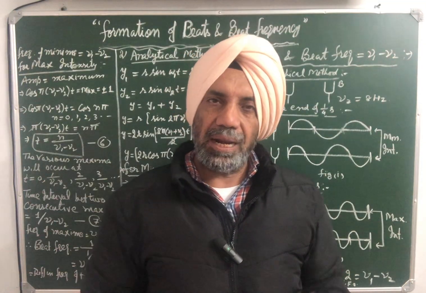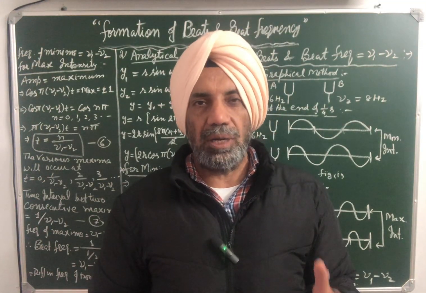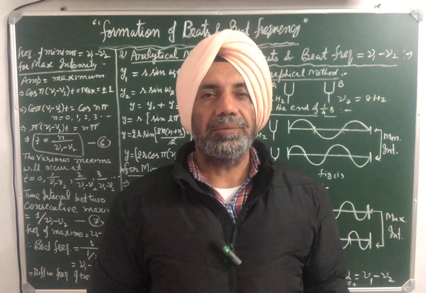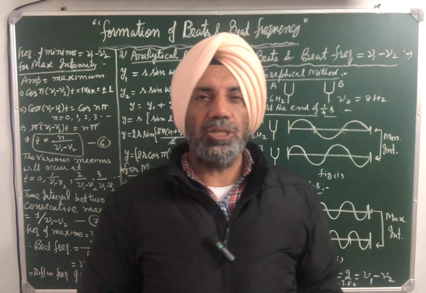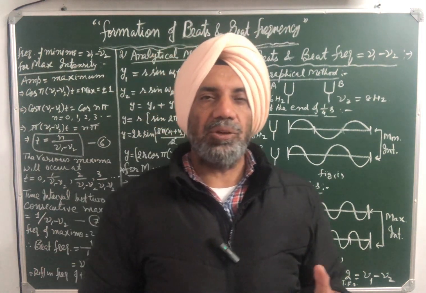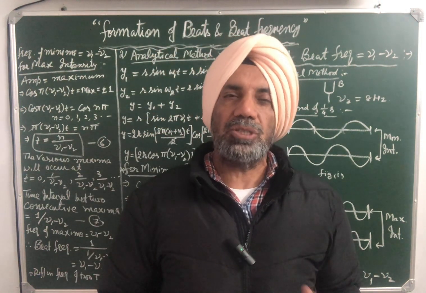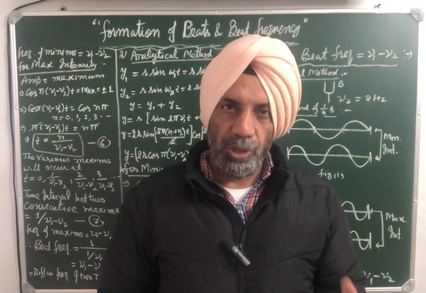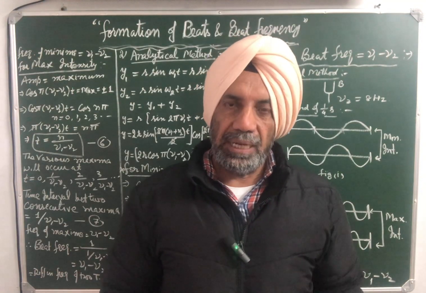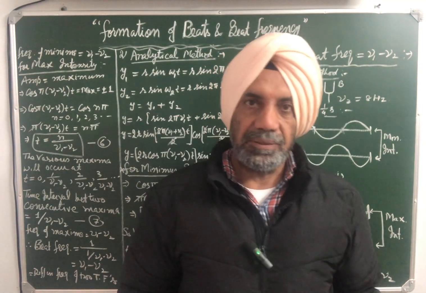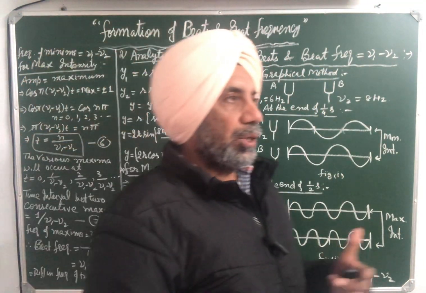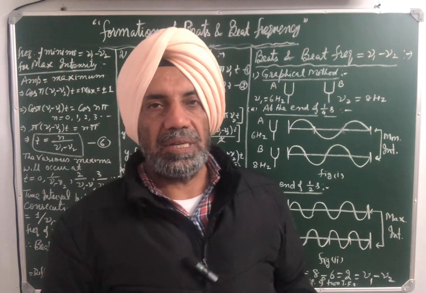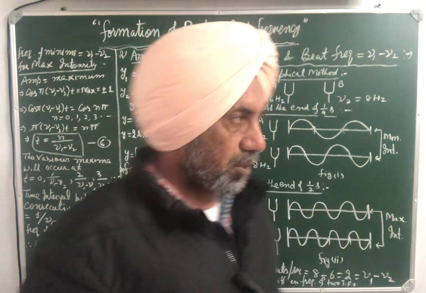The formation of one rise and one fall is called one beat. And the number of beats produced per second is equal to the difference in frequencies of the two tuning forks or sources. And we are going to prove it both graphically as well as analytically. So first, the graphical method to prove that beat frequency is equal to the difference in frequency of the two tuning forks.